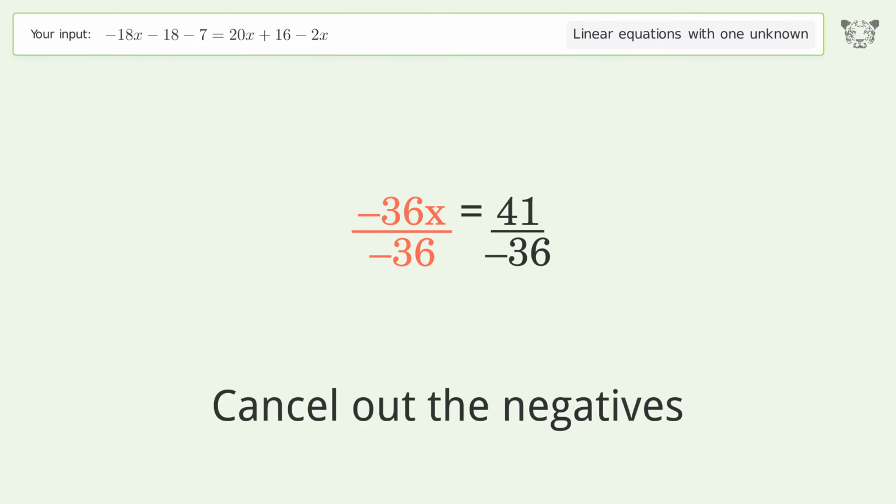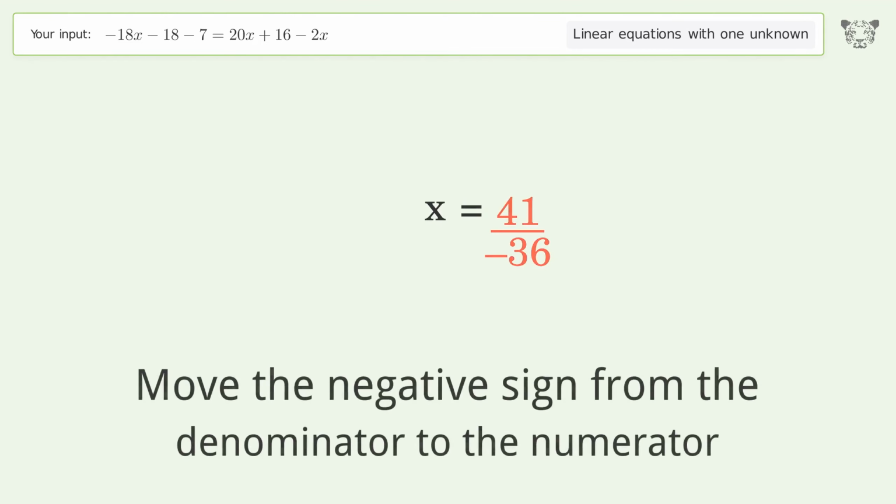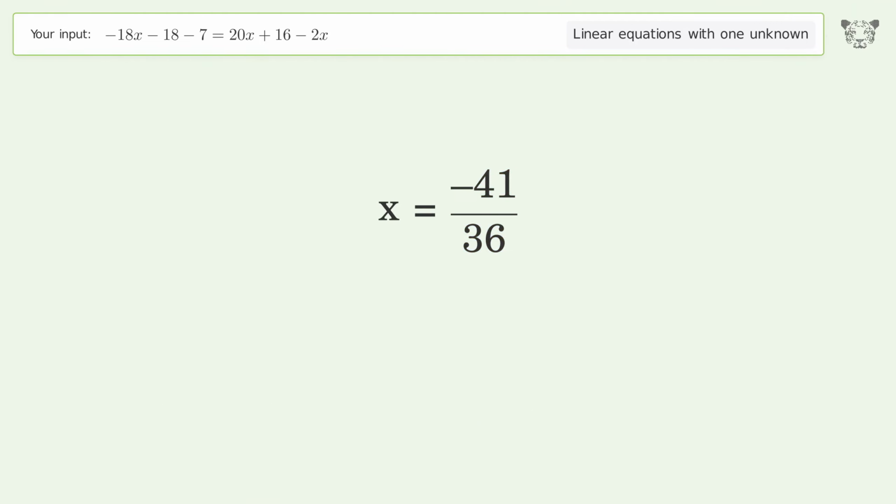Cancel out the negatives. Simplify the fraction. Move the negative sign from the denominator to the numerator. And so the final result is x equals -41/36.